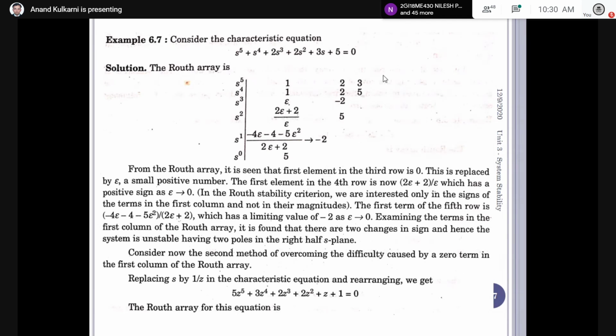So the best method is epsilon method only. Always try to do it the epsilon method. Don't waste your time in the exam by trying to do it by 1 upon Z method. It is no way helpful. It is very rarely helpful. But you can tackle like that also. That's why it is given. It is the same problem from the Nagarapopam.